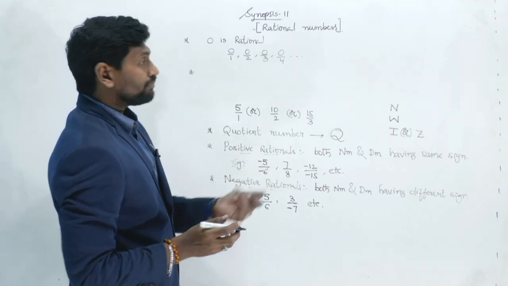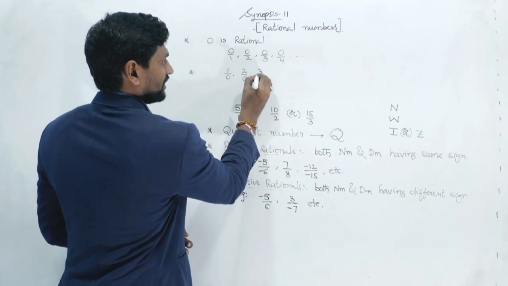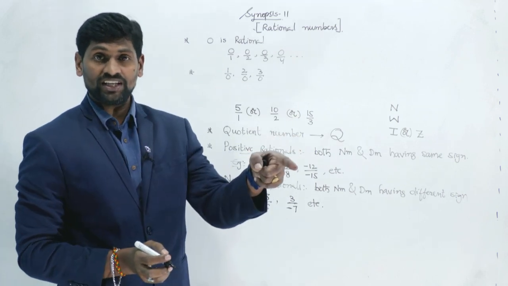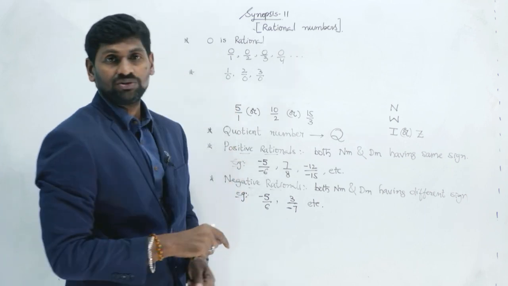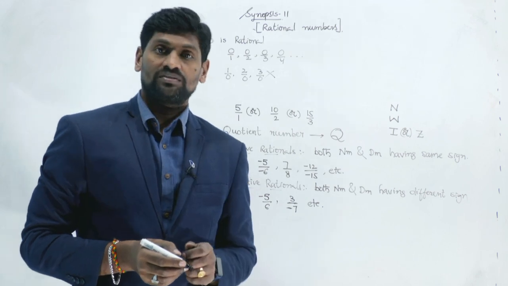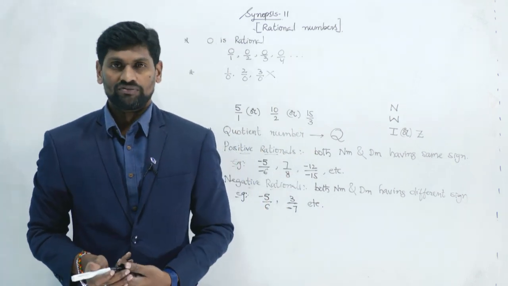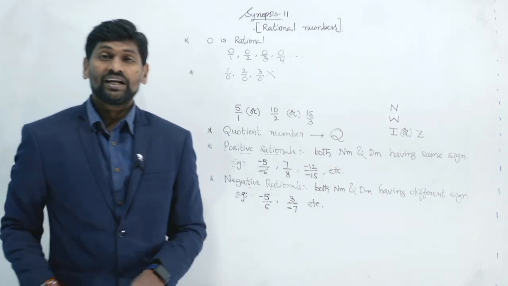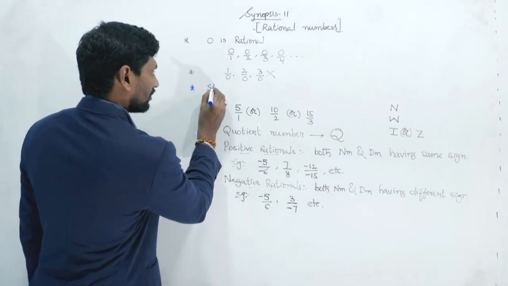But any number by 0, like 1 by 0, 2 by 0, 3 by 0, is not a rational number. Because in the definition I gave that the q value does not equal 0. That means the denominator does not equal 0. Anything by 0 is not defined. 0 by anything is 0, but anything by 0 is not defined.